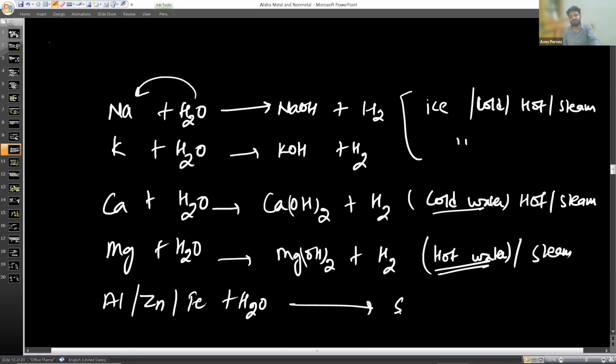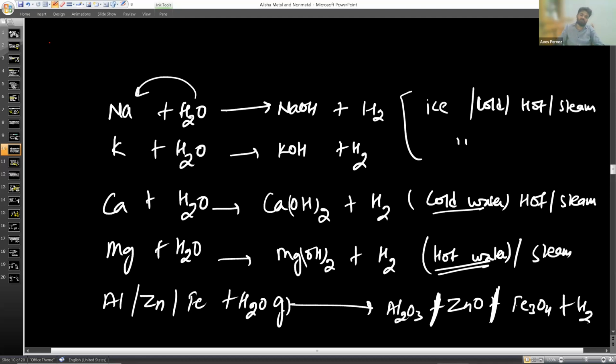And what do they give respectively? Aluminium gives Al2O3, zinc will give ZnO, and iron will give Fe3O4, plus hydrogen gas respectively. Got it? And they all react with steam. There should be steam. The minimum condition for reacting with water is steam for aluminium, zinc, and iron.